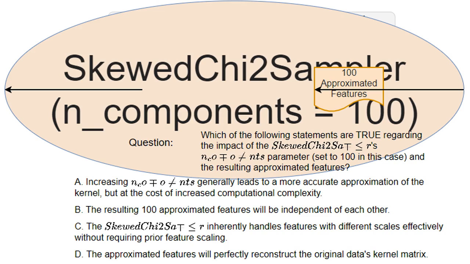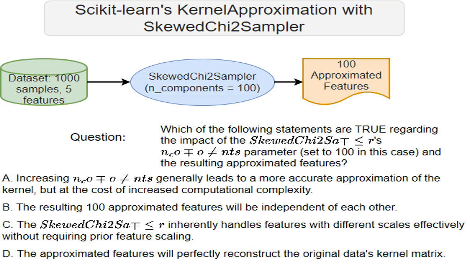I'm using Sklearn's kernel approximation tool with the SkewedChi2Sampler to approximate a kernel's feature map. Think of it like creating a simplified, faster version of a complex mathematical function. I have a dataset with 1,000 different data points, each described by 5 different characteristics or features.